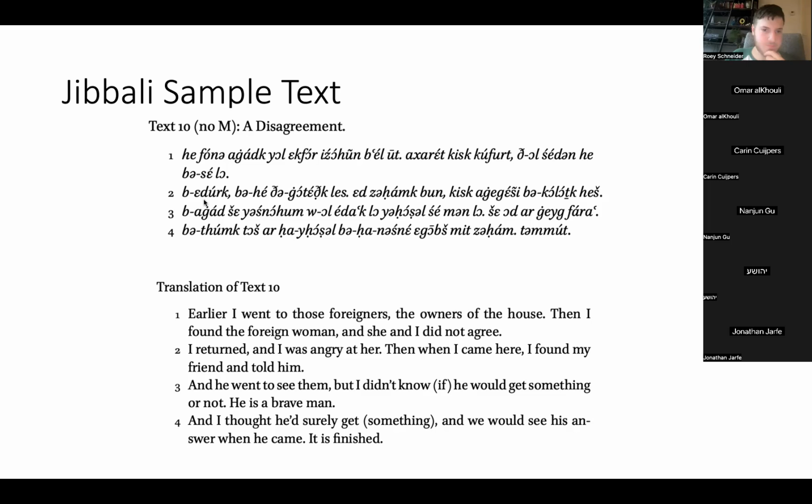Badurk. This is, I believe, a H2 stem as well, DL. So edur. Behe, and so and I came back, and I, the غضب, that I was angry, less to her.